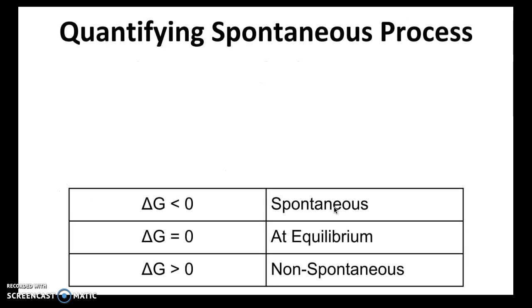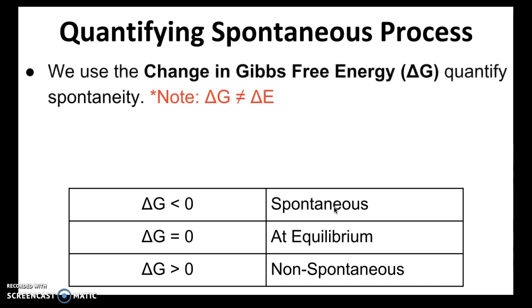Okay, so let's sort of summarize that here. We can use the change in Gibbs free energy to quantify spontaneity, and essentially what I mean by that is the more negative the delta G, the more spontaneous the process is. So if you have a process that has a -5 delta G and one that has a +10, the one that has a -5 is more spontaneous than the one with the +10.